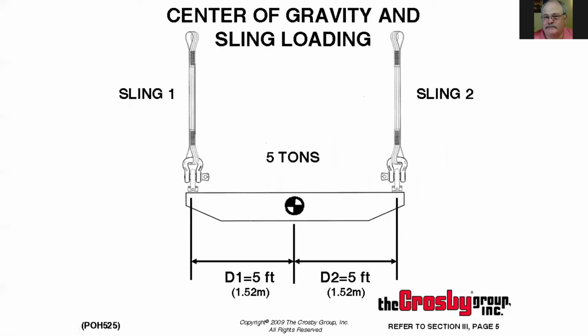When we do use two slings together, we have what we call a symmetrical load. We define a symmetrical load as any load where the center of gravity, or its balance point, its center of mass, is equidistant to each pick point. With that, we can say that each one of these slings is taking half the load. So in this case, it's 5 tons. Since we're both 5 feet away from the center of gravity, this sling will be seeing 2.5 tons of vertical capacity, and this will see 2.5 tons of vertical capacity.